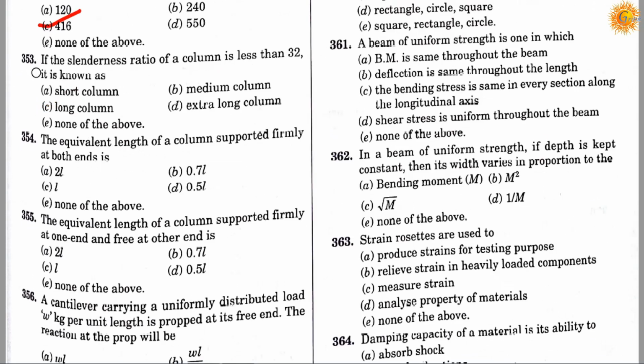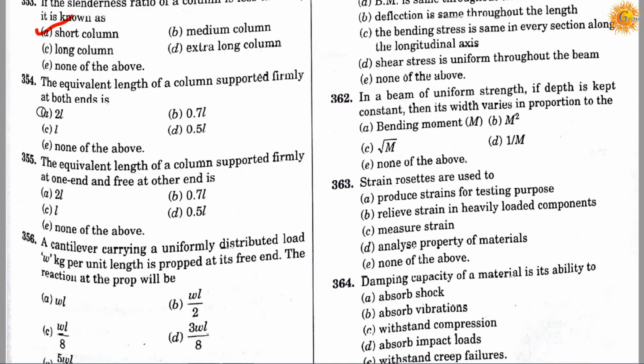Question number 353. If the slenderness ratio of a column is less than 32, it is known as option A short column, option B is a medium column, option C is a long column, option D is extra long column, option E is none of the above. Correct answer is A, it will be short column.